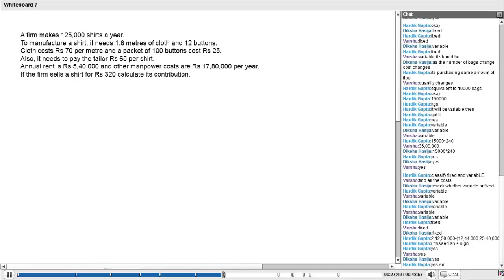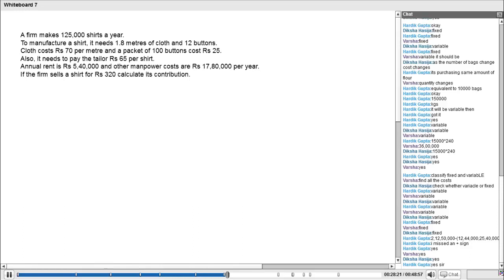A firm makes 1,25,000 shirts a year. To manufacture a shirt, it needs 1.8 meters of cloth and 12 buttons. Cloth costs rupees 70 per meter, and a packet of 100 buttons costs rupees 25. Also, it needs to pay the tailor rupees 65 per shirt. Annual rent is rupees 5,40,000, and other manpower costs are rupees 17,80,000 per year. If the firm sells a shirt for rupees 320, calculate its contribution.